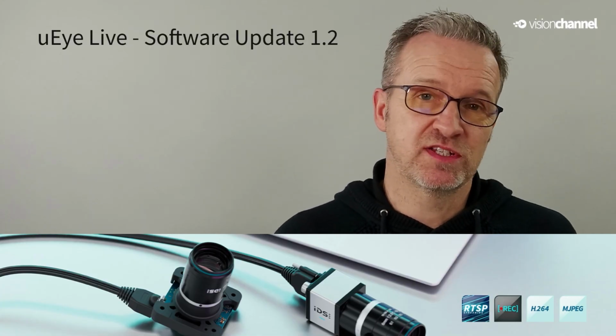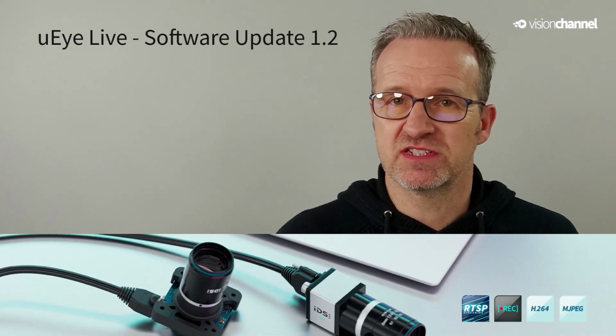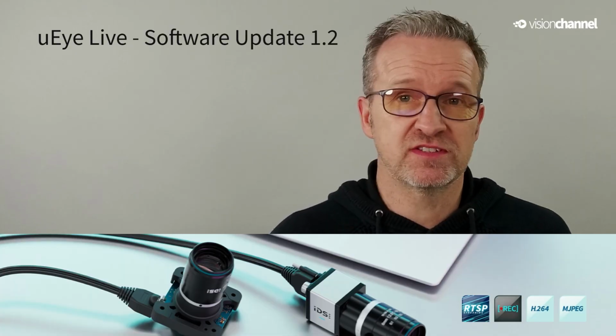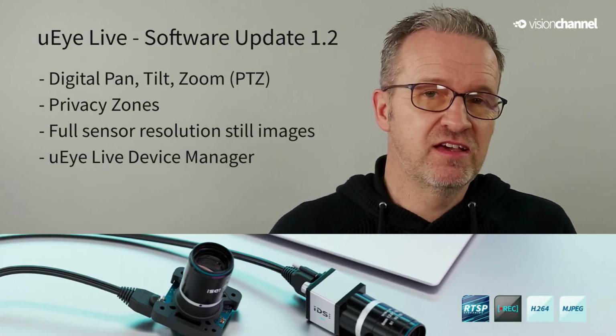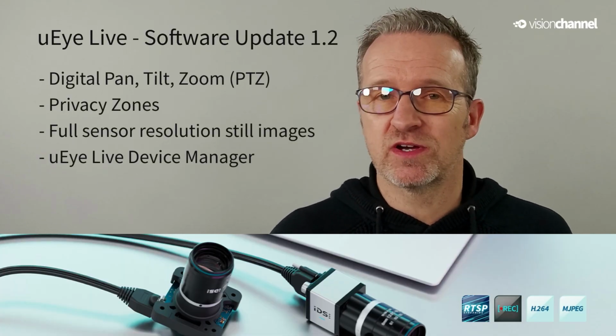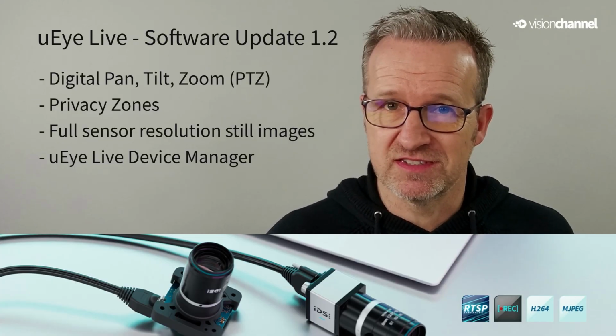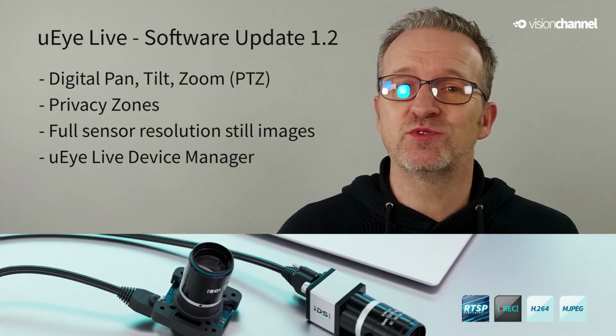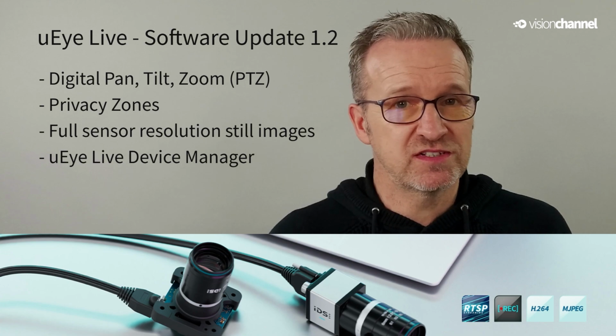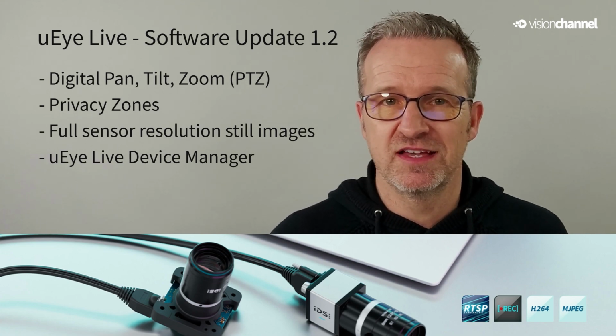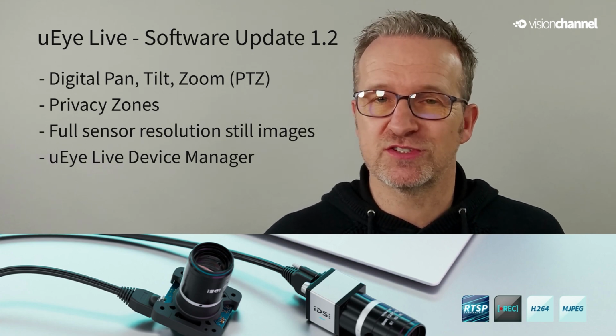With firmware 1.2, we expand the functions of the cameras with additional key features for industrial process monitoring, such as digital pan-tilt zoom, as well as adjustable privacy zones. These smart tools give you even more flexibility and security when it comes to visual process control. So let's take a look at these new features together.